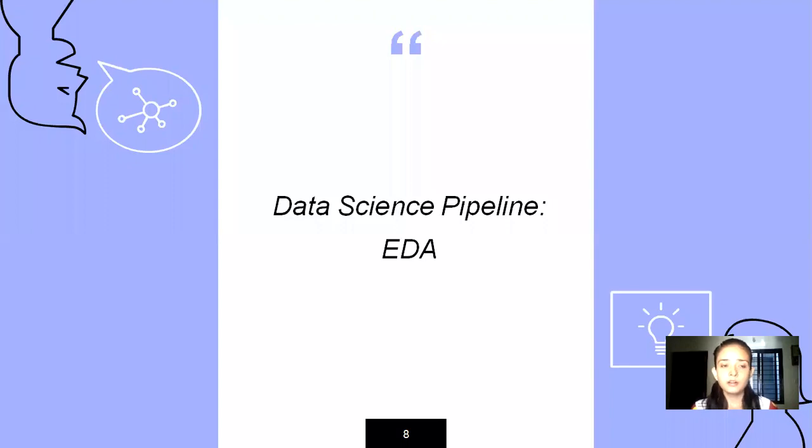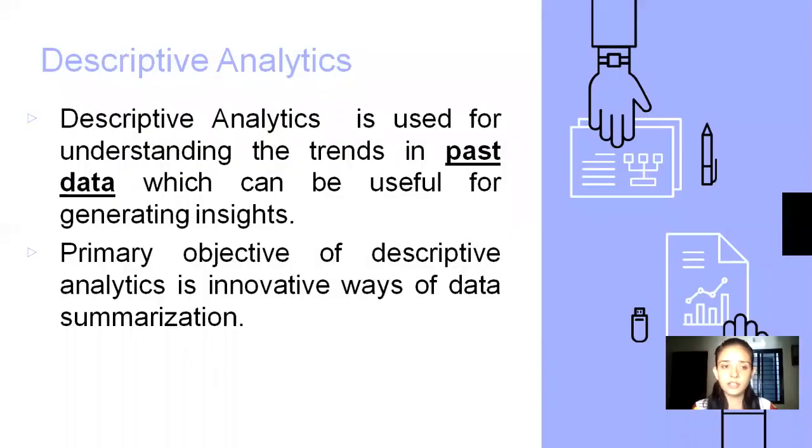Now we have assumed that there are no missing values or garbage values in our data. So now we will start the third part, that is exploratory data analysis, the exploration or visualization of the data part in the data science pipeline. Starting with that, we first have to study descriptive analytics. Now this descriptive analytics is based on descriptive statistics.